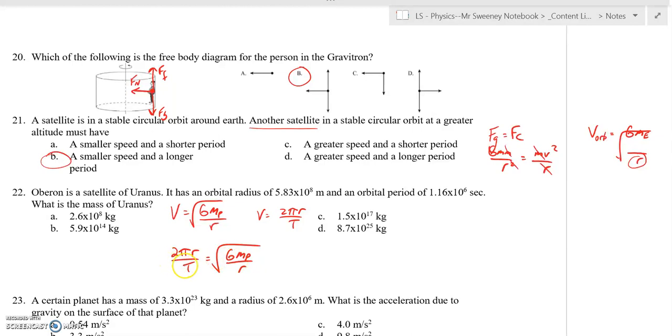Square both sides, then multiply by r and divide by G. You end up with 4 pi squared r cubed over T squared G. Plug in all your variables carefully, and you get 8.7 times 10 to the 25 kilograms.